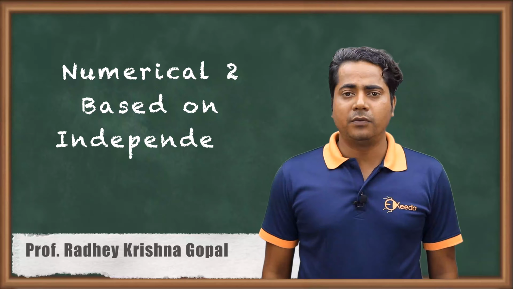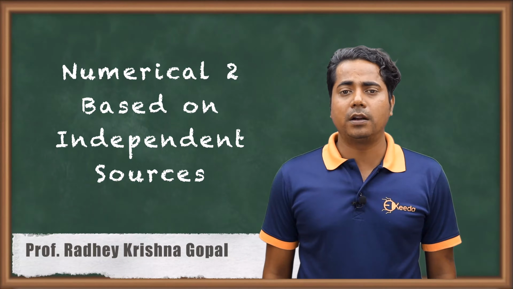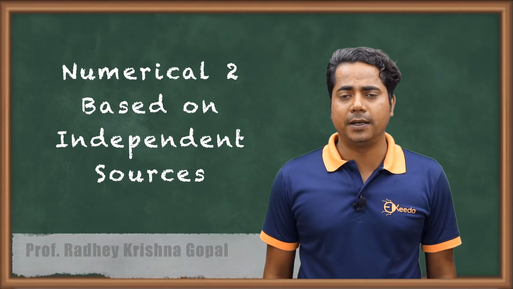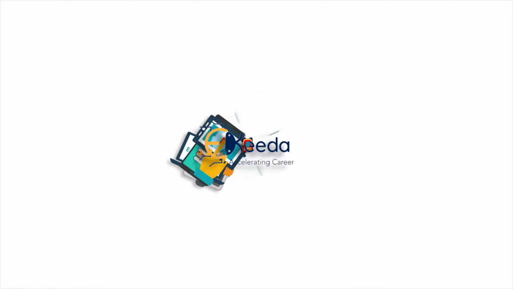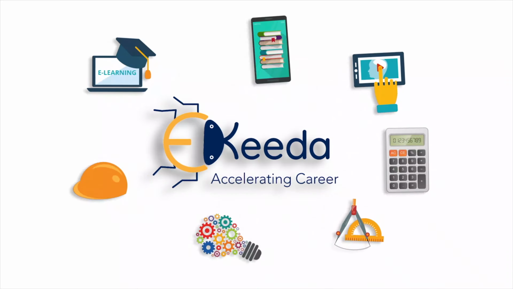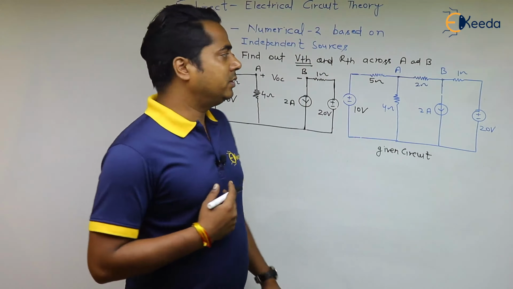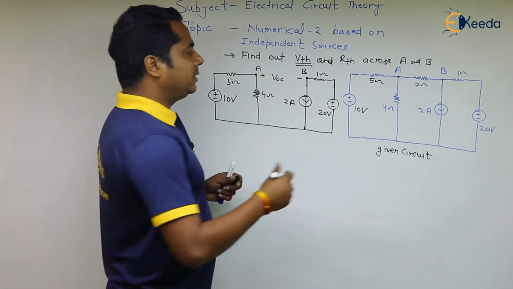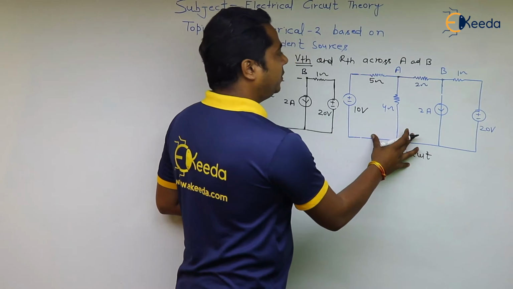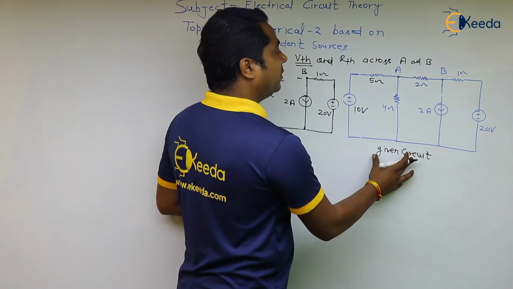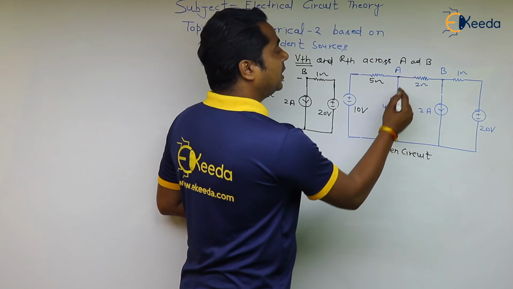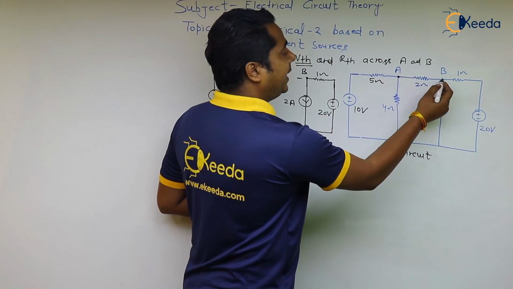Hello friends, we are going to solve numerical number 2 based on Thevenin's theorem. Coming to this example, this is your given circuit and you have to find out the value of VTH and RTH across this point A and B.